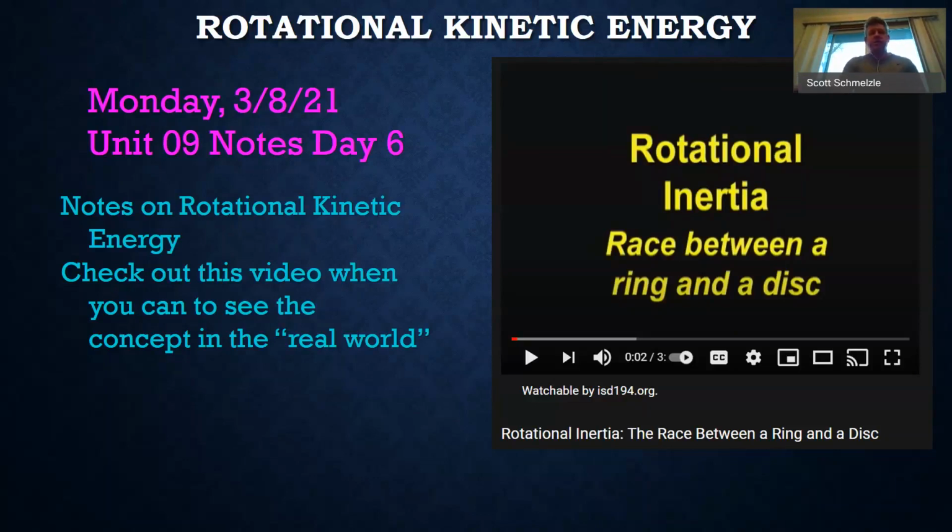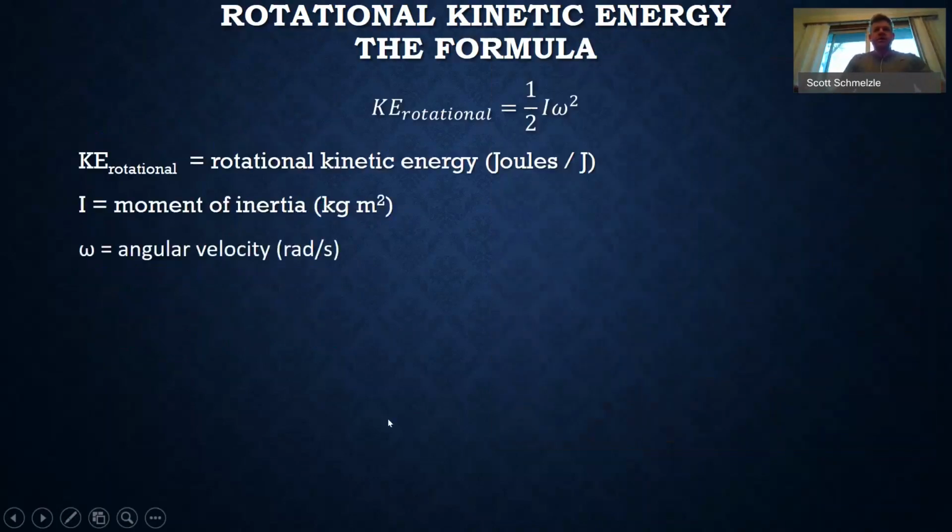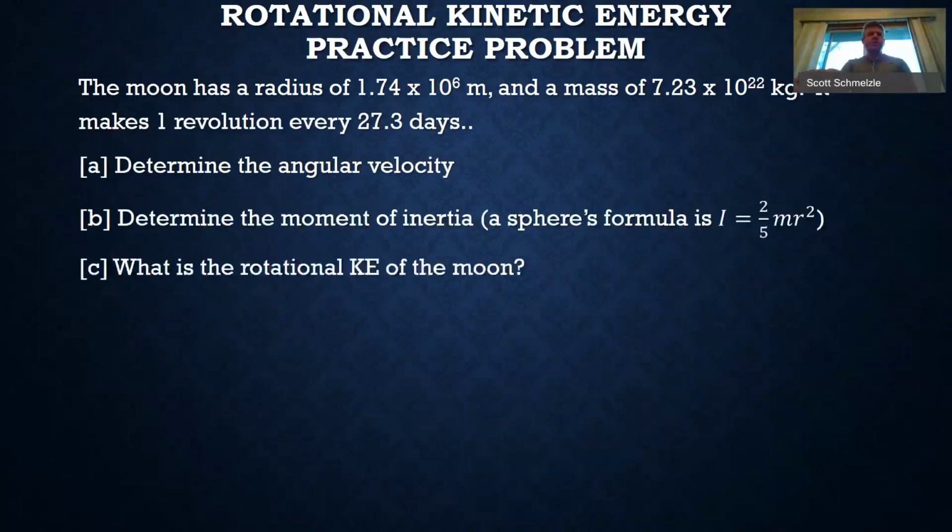Okay, so here we go. When we look at this one, this is the formula for us. Kinetic energy in the rotational realm is equal to 1/2 I omega squared. Again, kinetic energy, that's still joules. It's still energy. It's still the ability to do work. I is our moment of inertia. Remember, resistance to rotation. That's going to be kilogram meter squared. And then omega is our angular velocity, still in radians per second. Okay. So let's check out a practice problem quick and then we'll talk conceptually about it.